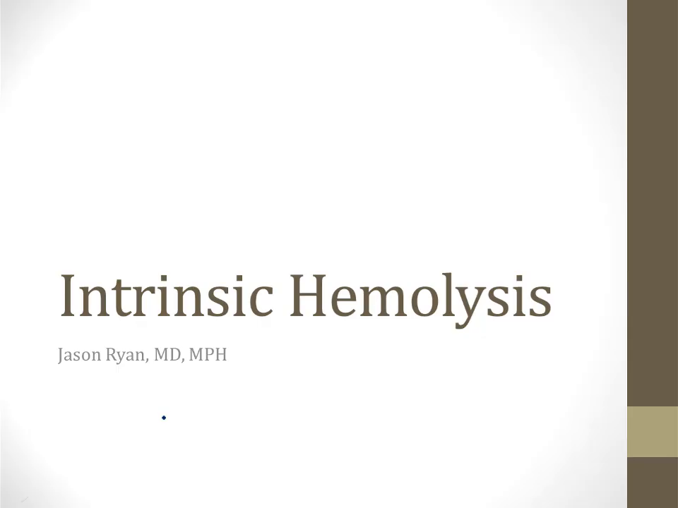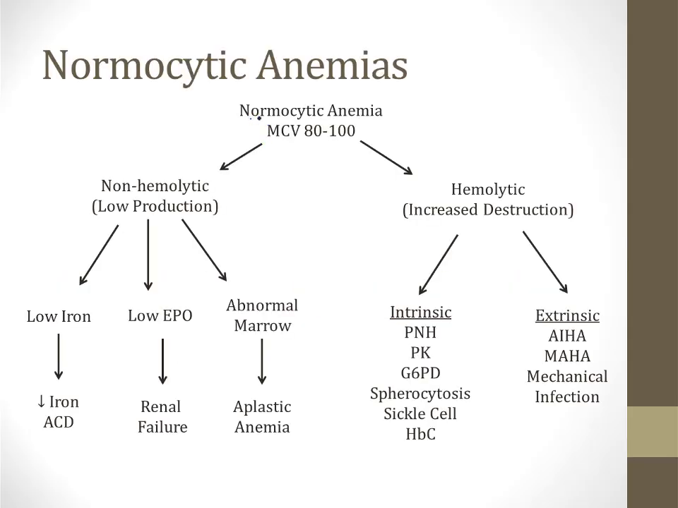Hello everybody and welcome to our module on intrinsic hemolysis. So recall that a normocytic anemia is an anemia where the MCV is within the normal range between 80 and 100, and in the module on hemolysis basics I talked about how normocytic anemias could be divided up into two groups. One group are those anemias from underproduction by the bone marrow. The other group are those normocytic anemias that come from increased destruction of red cells, and these are called the hemolytic anemias. And the hemolytic anemias can be divided into two groups.